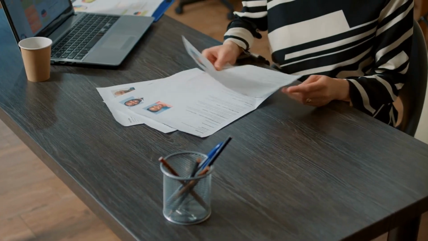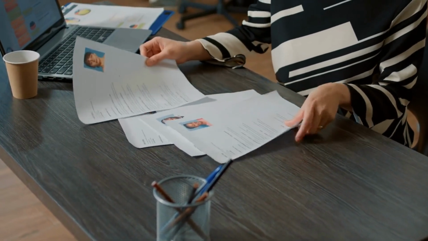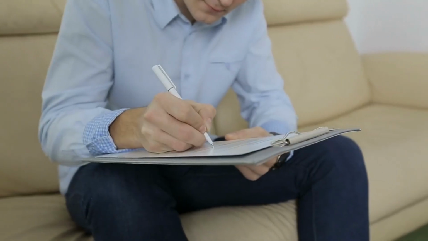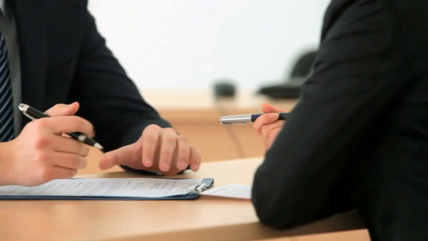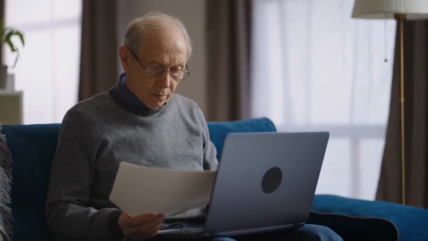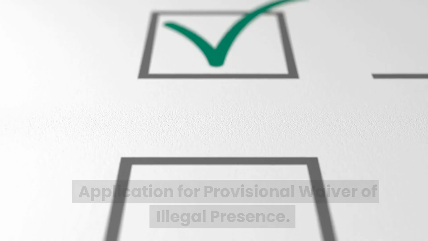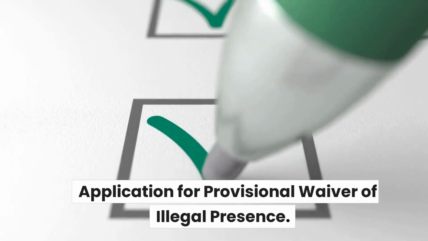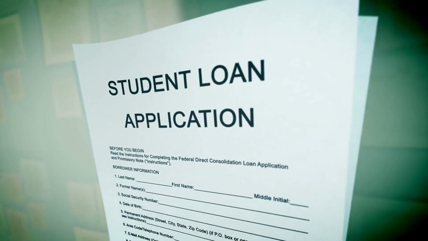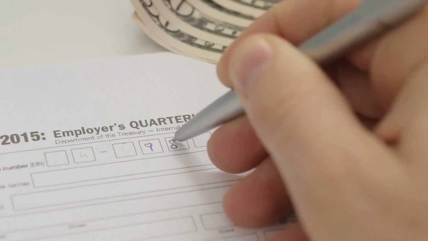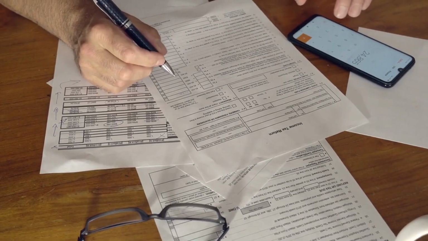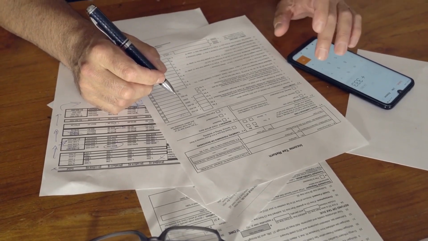The I-601 application cannot be used to request a waiver for accrual of unlawful presence that occurred over a period of less than 1 year during a single stay or over a period of more than 1 year during a single stay. Instead, you must make use of Form I-601A, application for provisional waiver of unlawful presence. You can submit the I-601 application for waiver of grounds of inadmissibility under INA Section 212(a)(9)(B) if you're looking for a waiver owing to a 3-year or 10-year bar based on your unlawful presence.